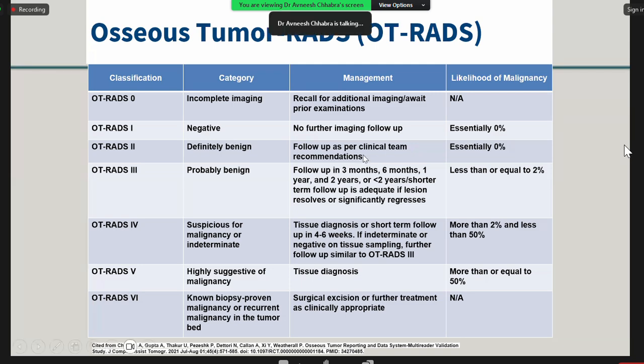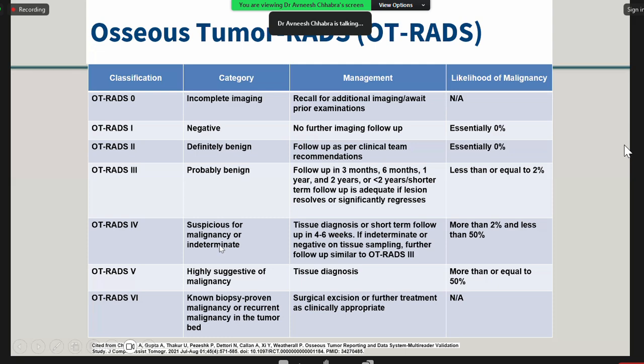And then 3 is probably benign. In this case, you have less than 2% chance it's going to be malignant. And I'll show you which tumors fit where. So here you have follow-up recommendations, and we use what most people do, follow up in 3 months, then double it. Now it can be shorter if the lesion resolves or significantly regresses. So if you have a heterotopic ossification, it ossifies or disappears or becomes small, you can stop right there.